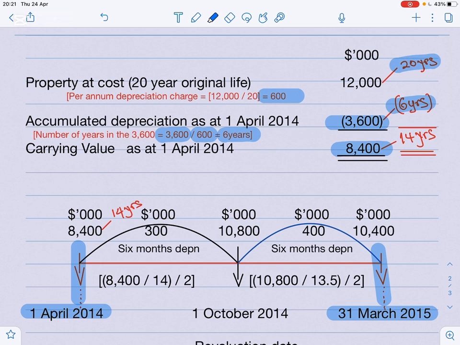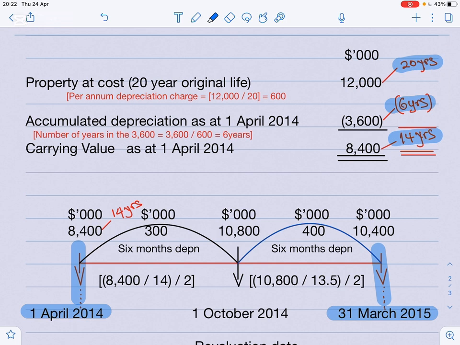Okay, so it makes sense to make this conclusion now and say, if as at the time of buying the assets, the useful economic life of the assets was assessed to be 20 years, and as at 1st April 2014, we already enjoyed 6 years out of the 20 years, it means as at 1st April 2014, the useful economic life of this asset will be 14 years.